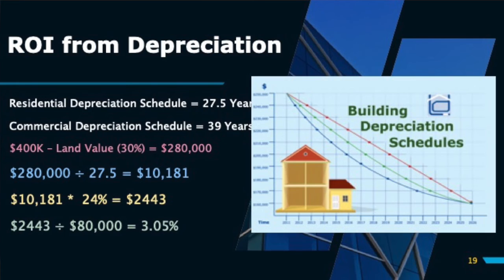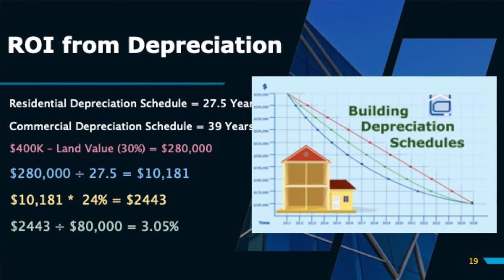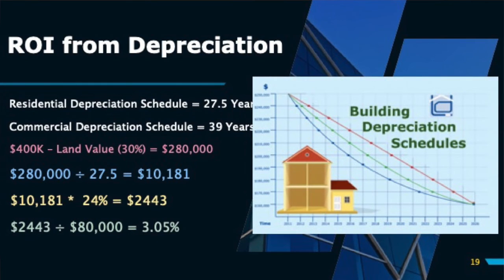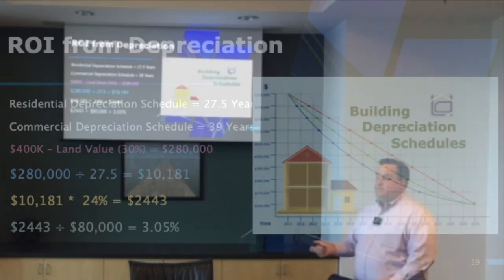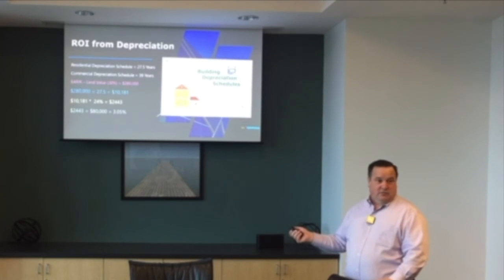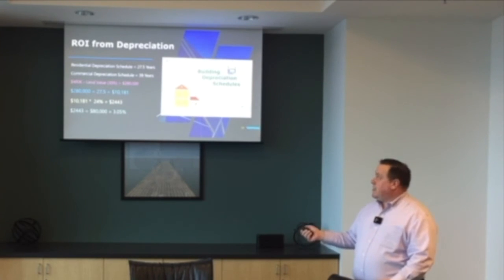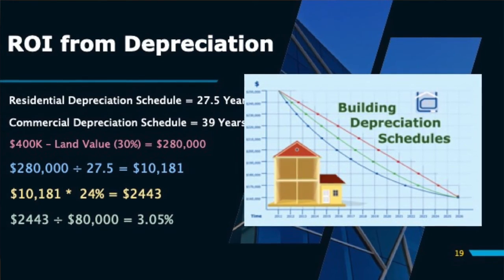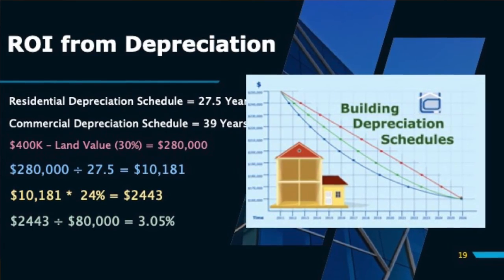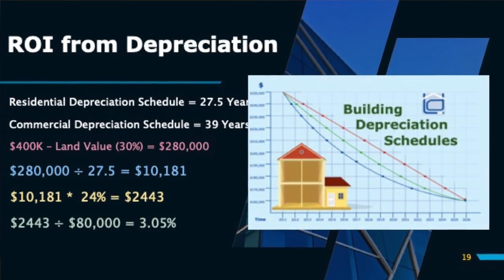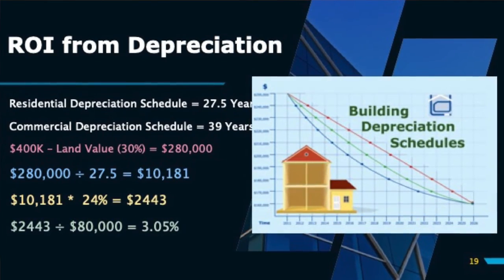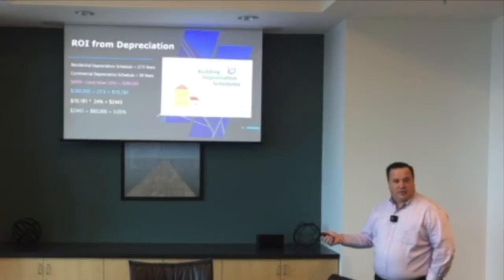Okay? So I take that number, the 280, bring it down over here, divide it by 27.5, means that that's worth a $10,181 depreciation deduction. Okay? So by the way, I get that every year. So that's pretty cool. Until I've used up the 27.5. So that's 10,181. There's my 24%, and now I've got the 2443 as my value. So there's my 2443, and again, it cost me $80,000 to get it. So I get another 3% return on investment. Everybody good with that?